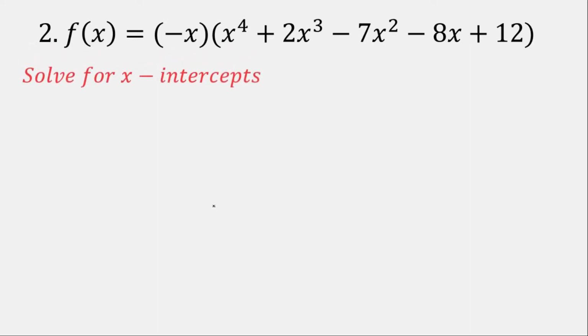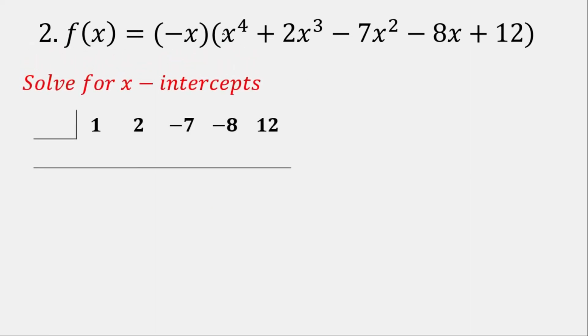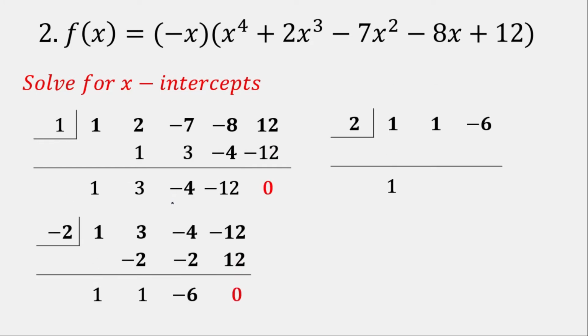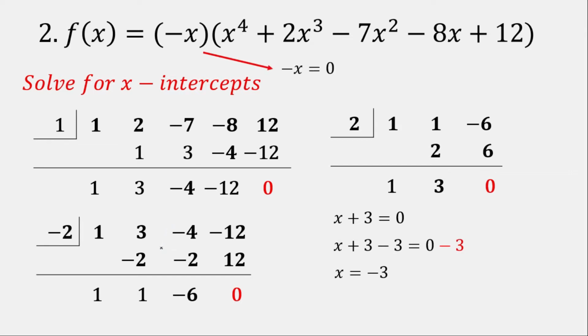Okay, so let's solve for the x-intercepts. We just use this one: positive 2, negative 7, negative 8, and plus 12. So there's no need for us to test this. Then after that, we will get the factors of 12 divided by the factors of 1 to get all the possible lists, and we will do trial and error until we get this. So now look at this.